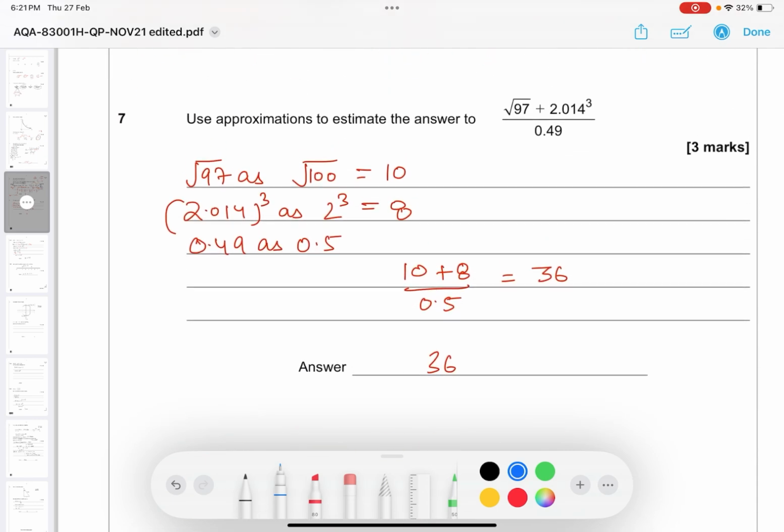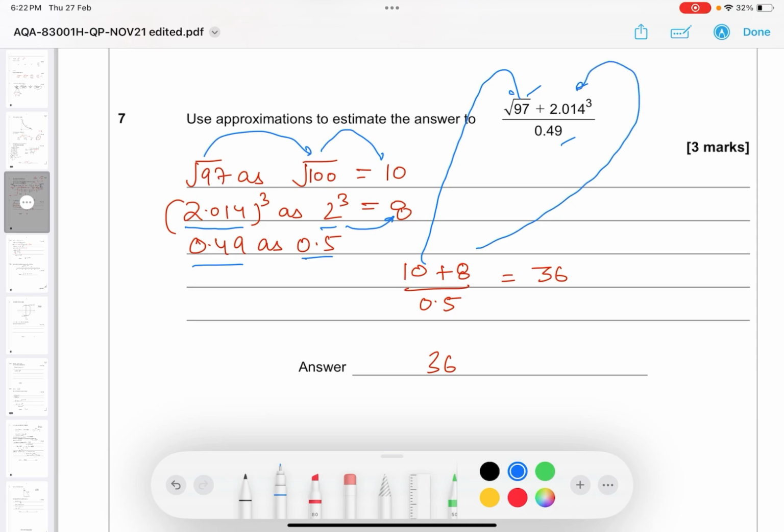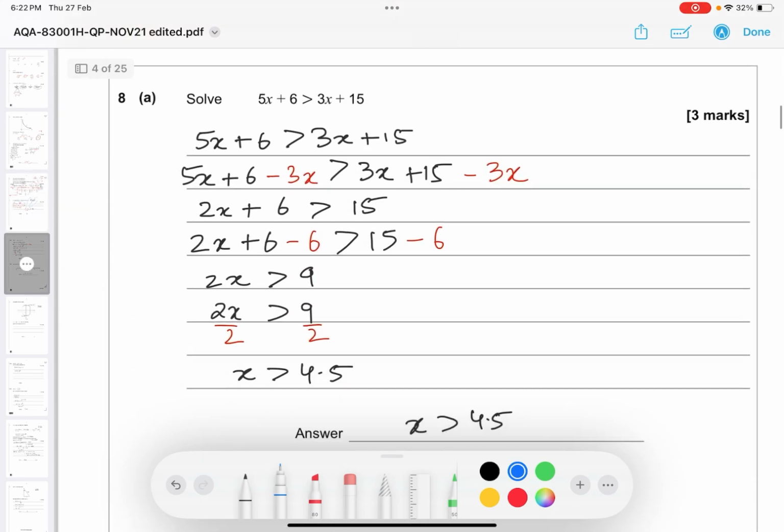Use approximation to estimate the answer to under root 97 plus this upon this. Alright, so let us estimate. I have estimated root 97 as root 100. The answer for that is 10. I have estimated 2.014 cube as 2 cube. The answer is 8. And 0.49 as 0.5. So just replace them, and you will get 10 plus 8, that is 18, divided by 0.5, 36 is your answer. Let us move on to the next one.